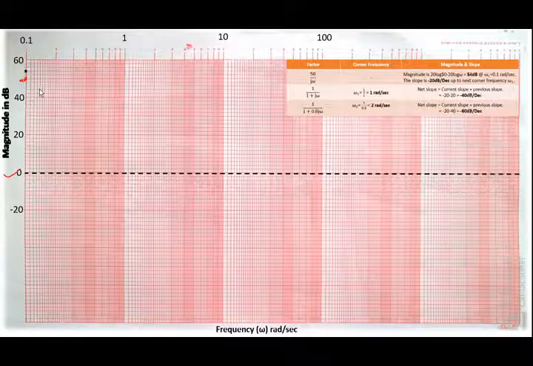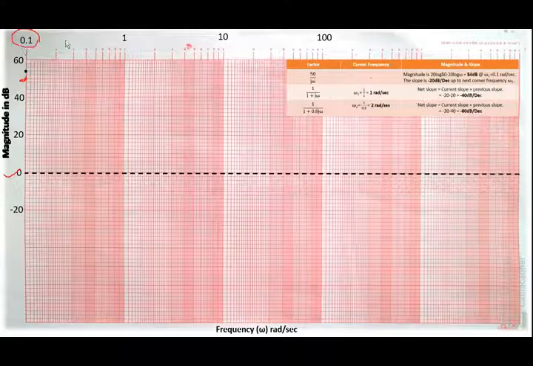So this black point indicates 54 dB at 0.1 radian per second. The initial frequency we assumed is 0.1 radian per second. So at 0.1 radian per second we need to mark the value of 54 dB, that is the magnitude, and mark the slope starting from 0.1 to 1 radian per second. We need to mark the slope.